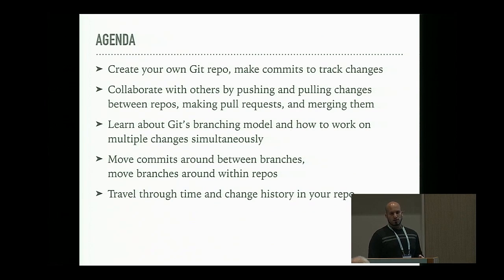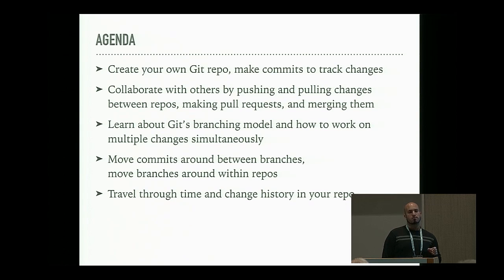So here's what we're going to go over in this class, or at least as much of it as we have time for, because as I said, there's a lot to go over, and I'm not sure if we're going to get through everything. You're going to learn how to make your own Git repository. You're going to learn how to collaborate with other people in this room, pushing and pulling commits and making pull requests to request that your changes get merged into other people's repositories. Then we're going to learn about Git's branching model and how to work with multiple branches, multiple changes simultaneously.